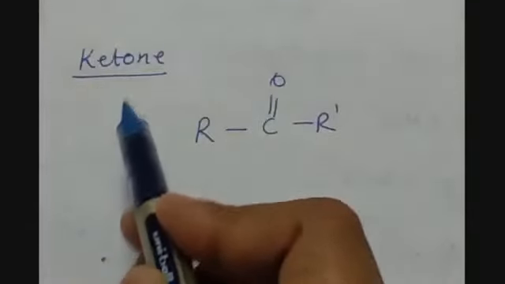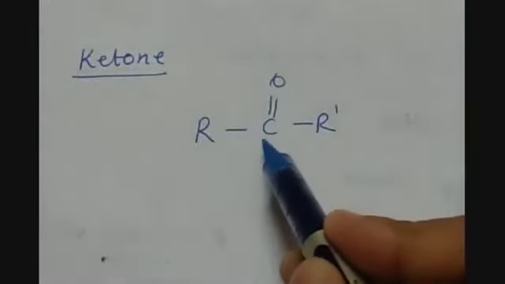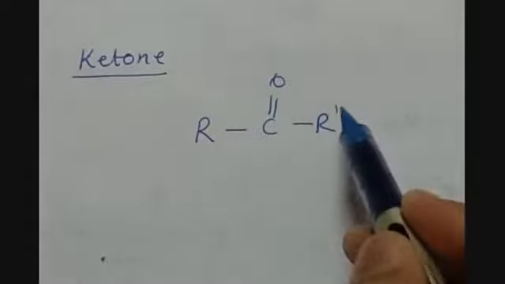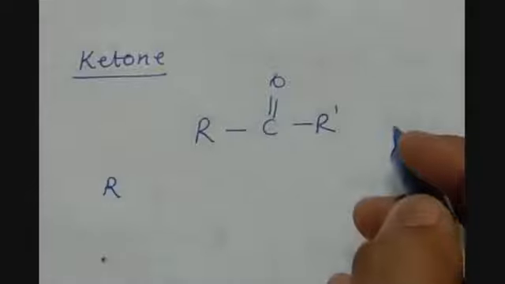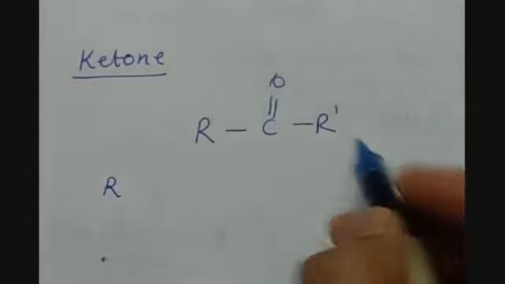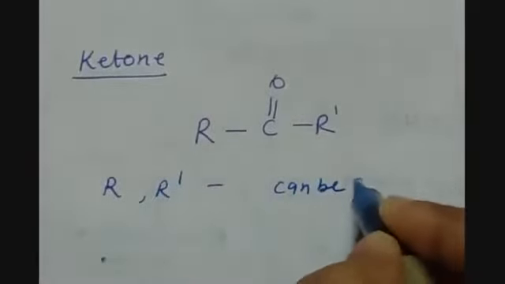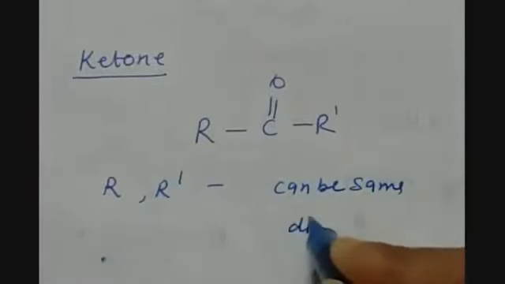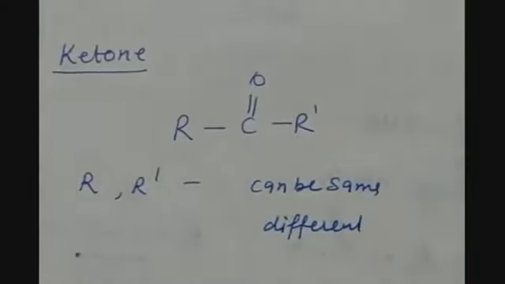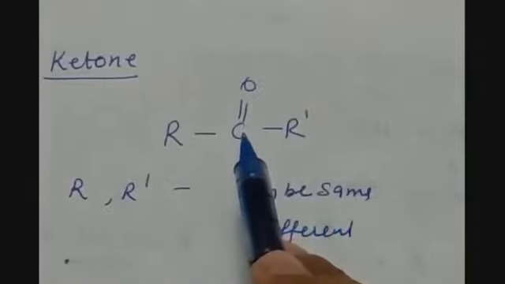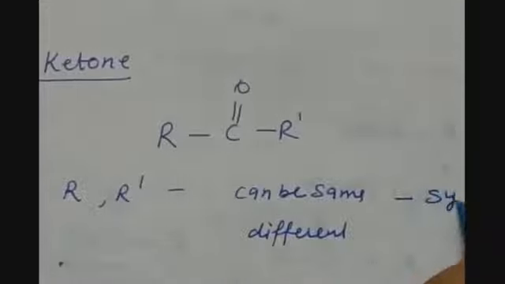Ketone is C double bond O. So we have R, C double bond O, R dash. Why R dash? Because here R and R dash are 2 alkyl chains. R and R dash can be the same, or they can be different. If R and R dash are the same, that means on both sides of the ketone functional group we have the same carbon chains, then they will be symmetrical ketones.